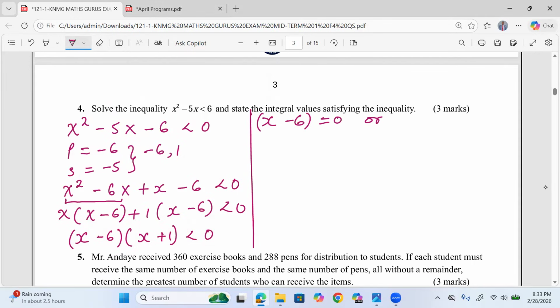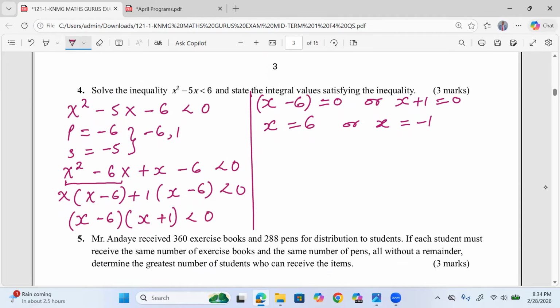Or x plus 1 equals 0. So this is x equals 6, or x equals -1. And therefore, because in the inequality we are not having these, we're not having or equal to, the two limits of x that we are getting are not part of the integral values of x.